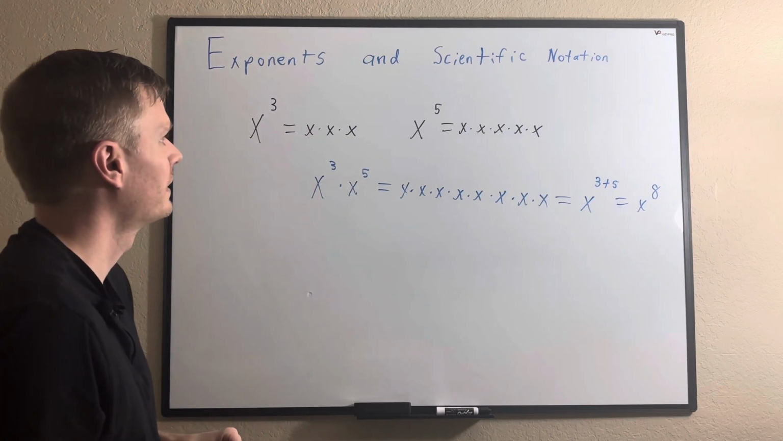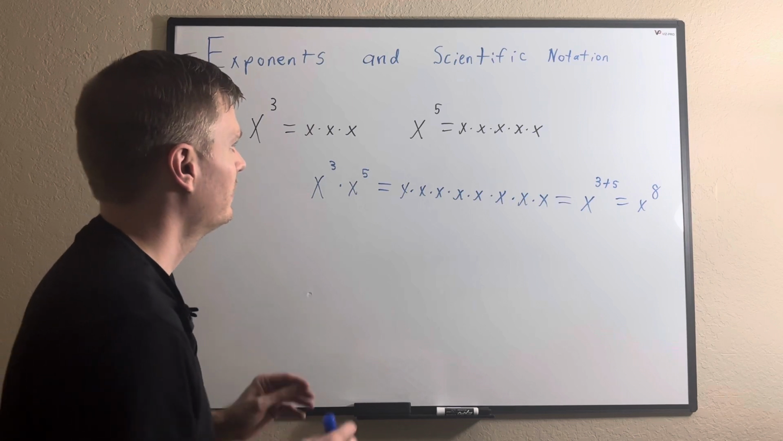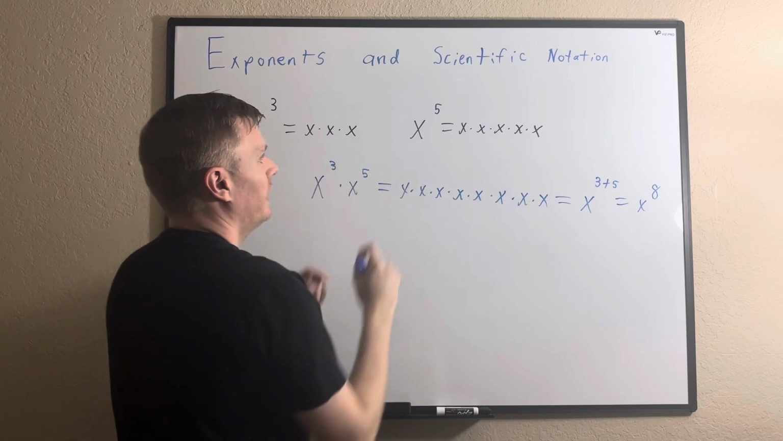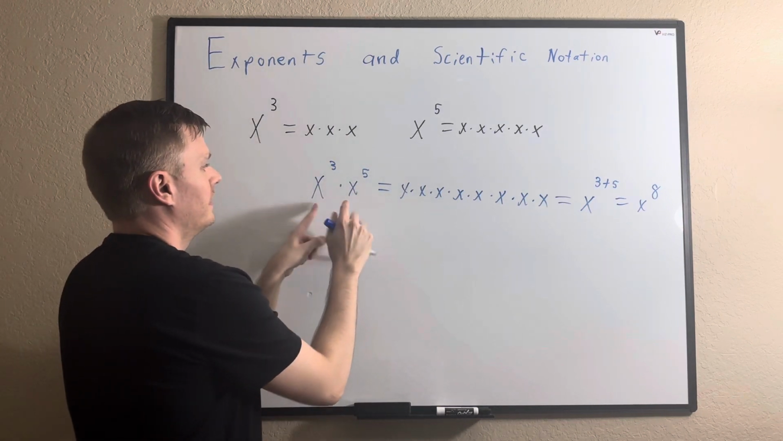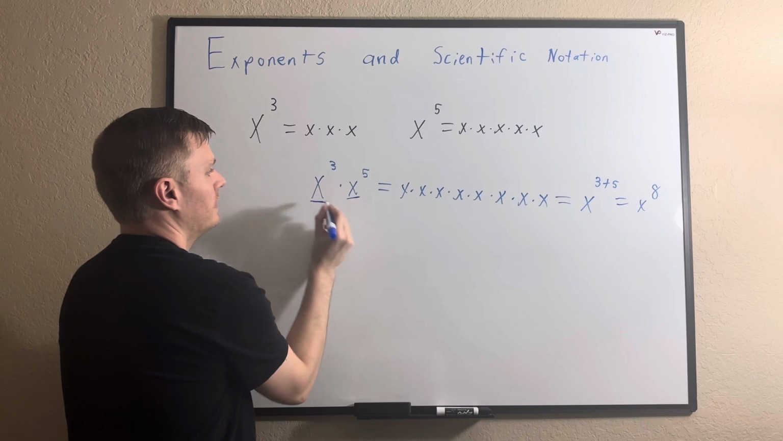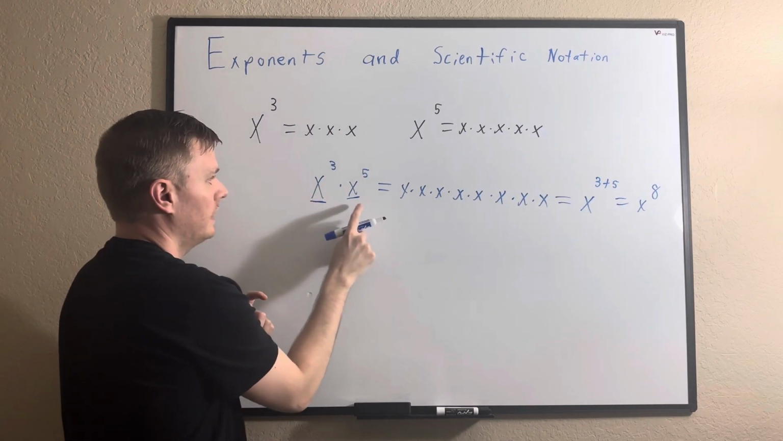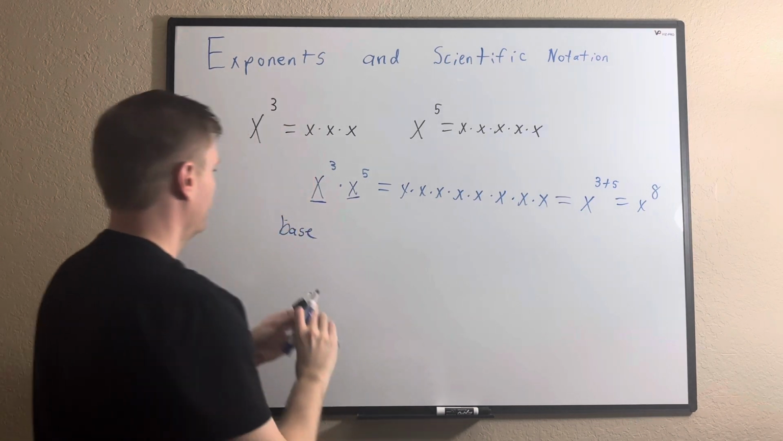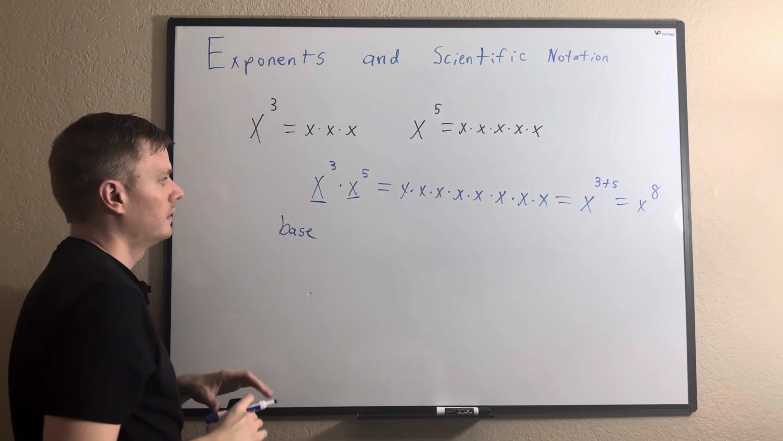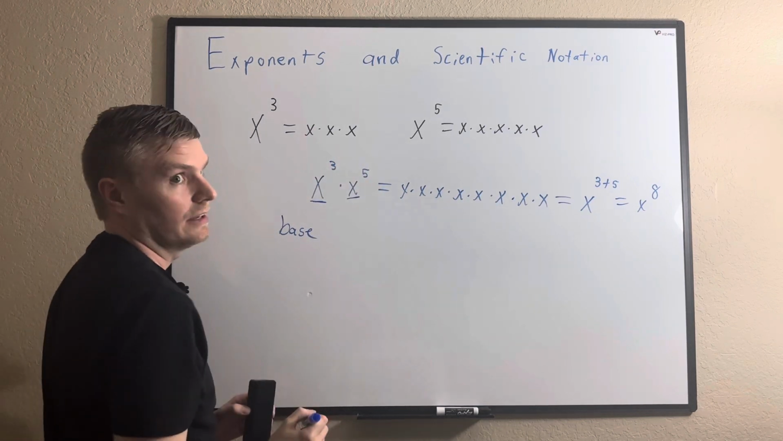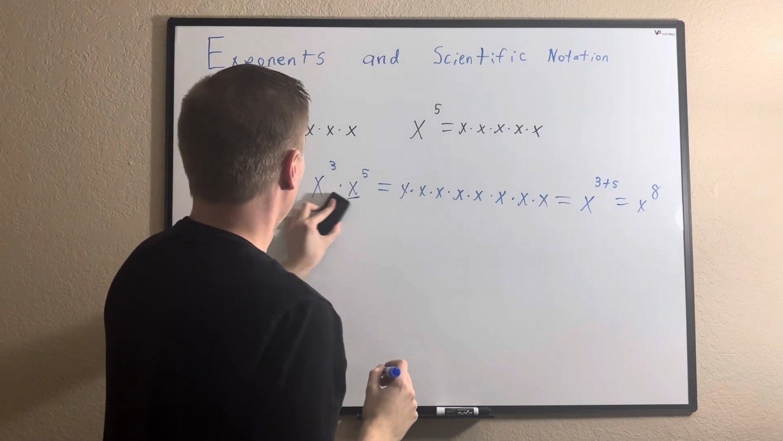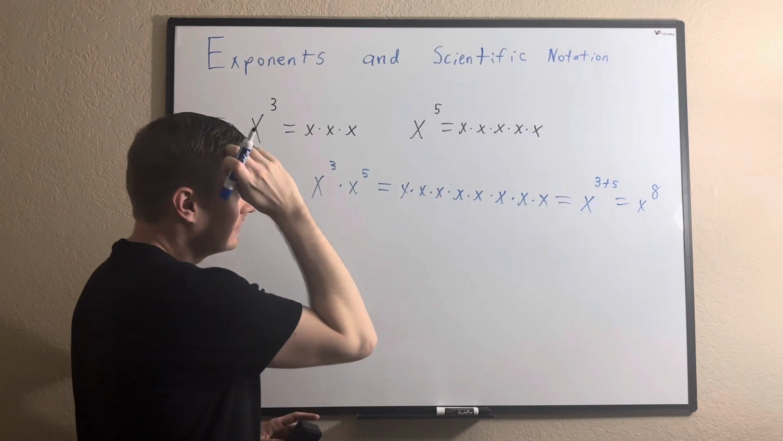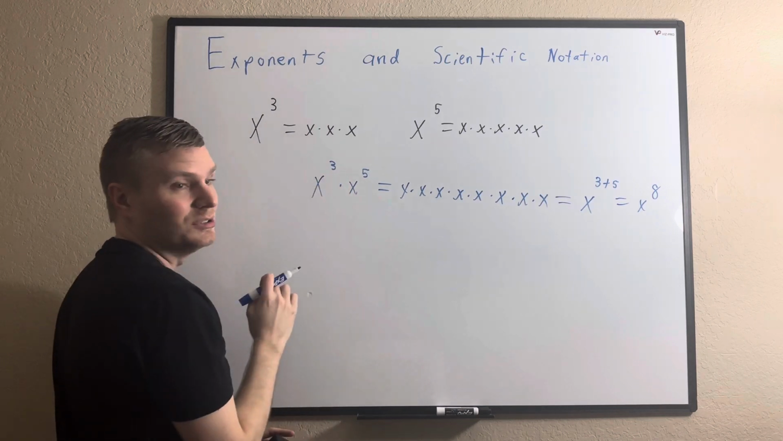You see that? How we're just adding how many times we're multiplying this same number by itself. Now you can only do that if this number is the same as that number. We call that the base of the exponent. And this is obviously the exponent.